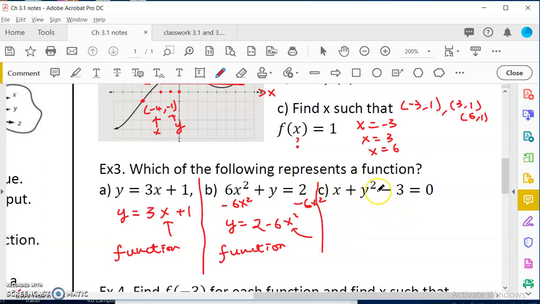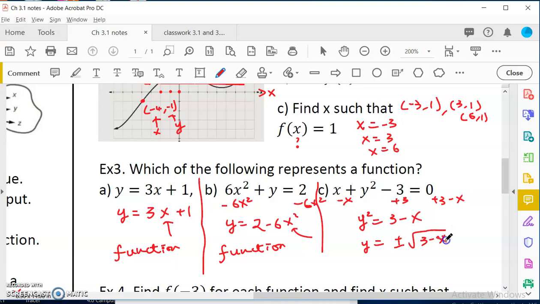Now this is one to look at. I have x plus y squared minus 3 equal to 0. Now y is not by itself, but it has a y squared. So I'm going to solve for y by moving this to the other side, plus 3 minus x. So y squared is equal to 3 minus x. But I want y because I want to calculate the output. Y squared is not the output. Y would be plus and minus the square root of 3 minus x.